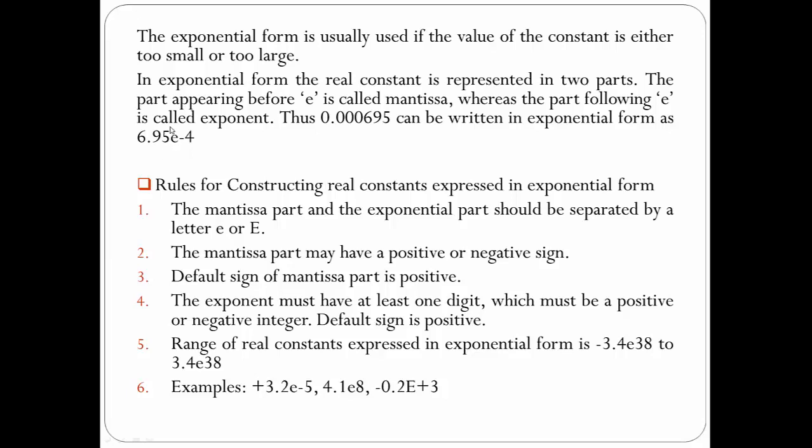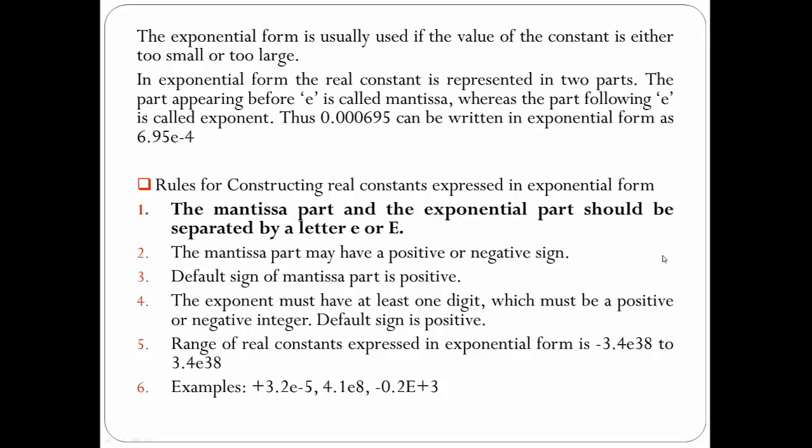The part appearing before e is called the mantissa. So 6.95 is the mantissa here, whereas the portion which appears after e is called the exponent. So -4 is the value of the exponent. Now let's see the rules for constructing real constants that are expressed in the exponential form.